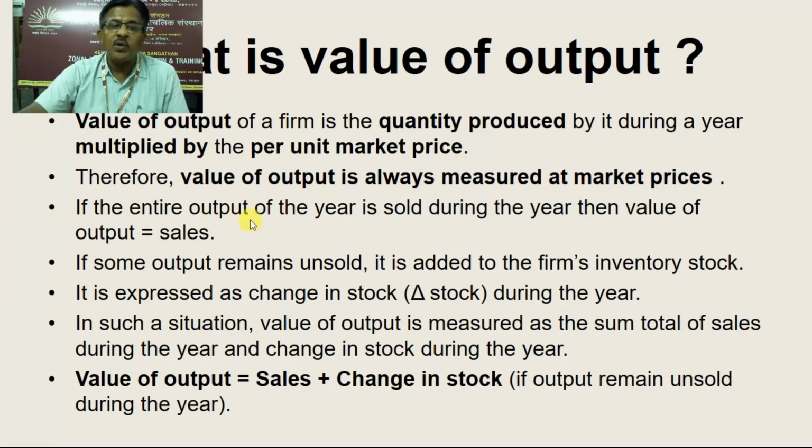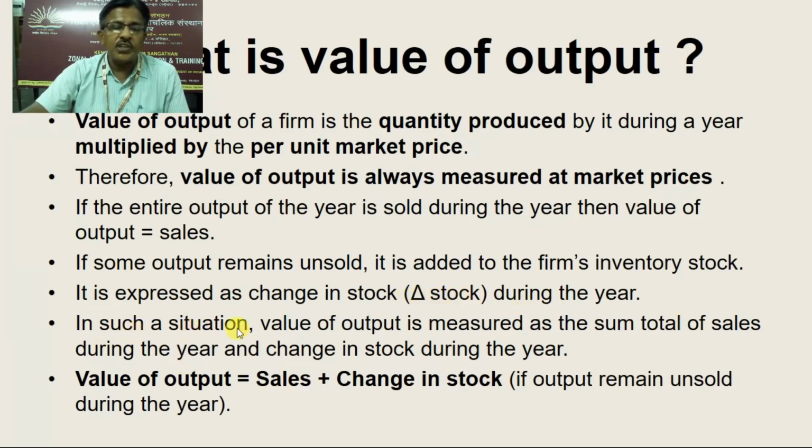If the entire output of the year is sold during the year, then value of output is equal to sales. If some output remains unsold, it may happen, some output may remain unsold, it is added to the firm's inventory stock. That means it is added to the stock. It is expressed as change in stock, that is change in stock during the year.